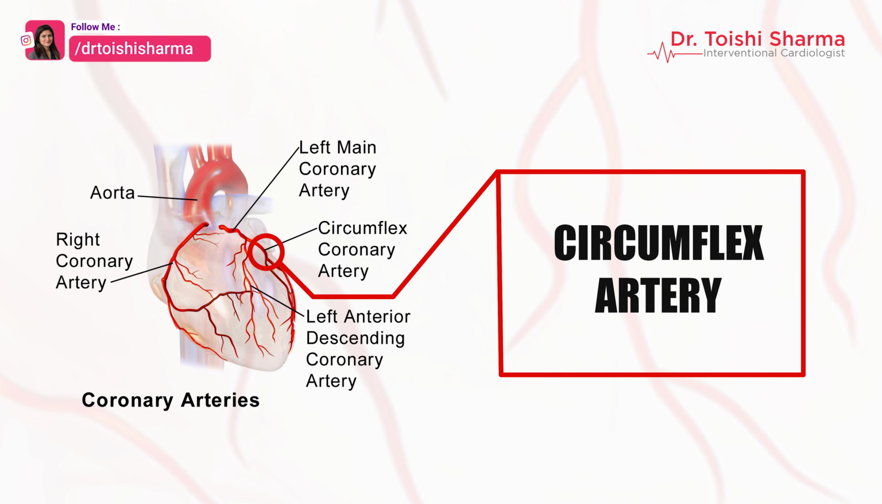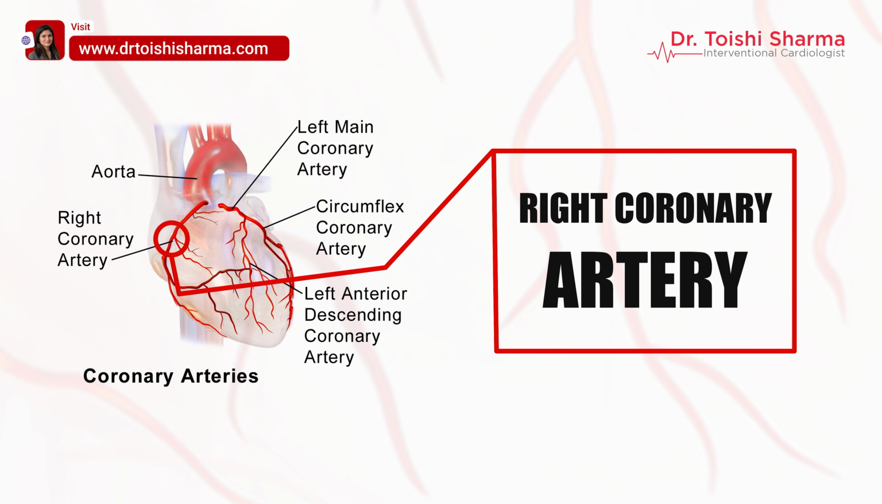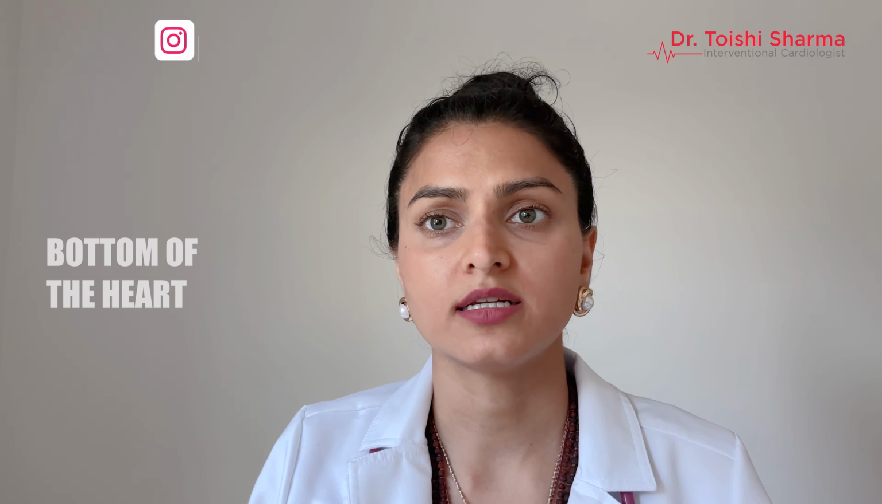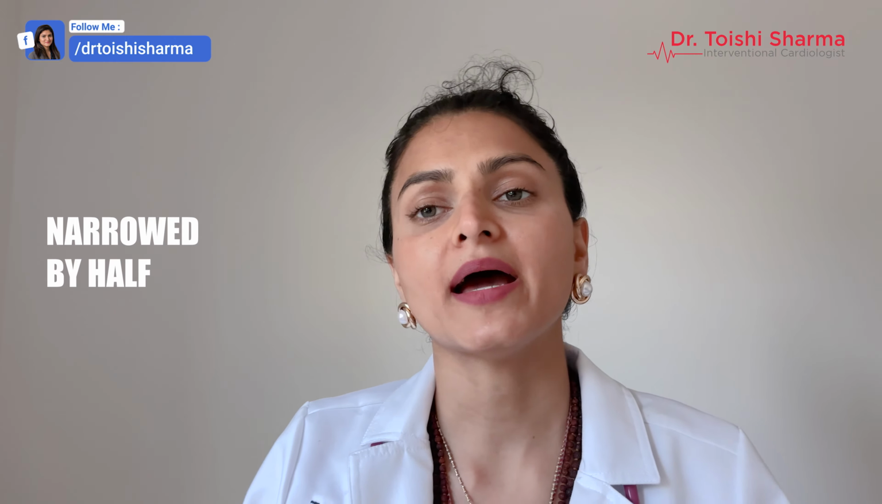The circumflex, which is the second branch from the left main artery, usually supplies the left side of the heart and the back of the heart. The RCA, or the right coronary artery, supplies the right side of the heart and the bottom of the heart. It can also sometimes supply the conduction system, or the electrical system, inside your heart. Now, for example, if your report says LAD 50% stenosis, it means the LAD artery is narrowed by half.